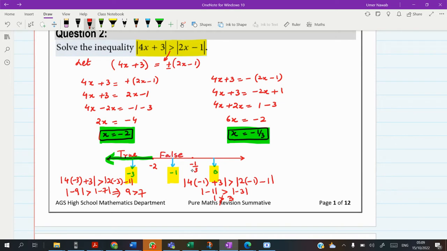Now pick any value greater than minus 1 over 3, which is already taken, 0. So I'm going to substitute 0: absolute of 4 times 0 plus 3 greater than 2 times 0 minus 1. So absolute of 3 greater than minus 1. 3 is greater than 1. Yes, it's true.